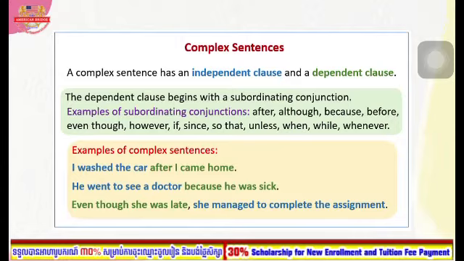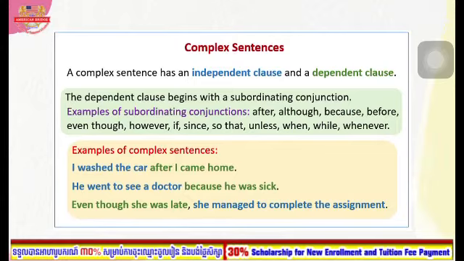Examples of complex sentences. I washed the car after I came home. Look at after I came home: this is the dependent clause. And I washed the car: this is the independent clause. You know that an independent clause has meaning, but a dependent clause doesn't have full meaning. Let's take a look. I washed the car. The meaning is full, right? We can understand this.